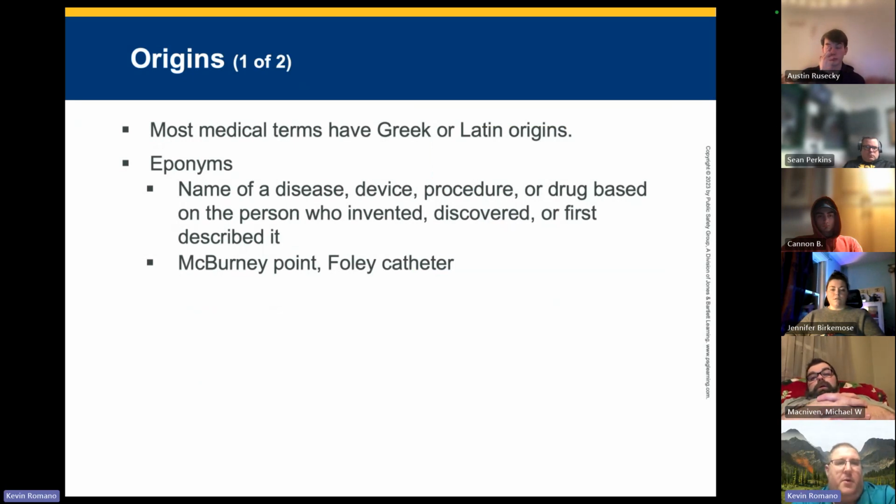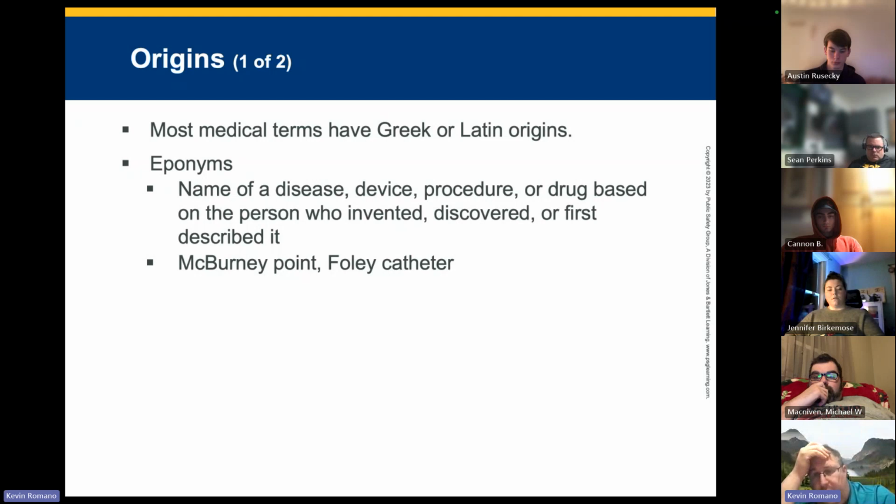So most medical terms have that Greek or Latin origin, which we just talked about. So eponyms: an eponym is the name of a disease or a device, procedure, or drug based on the person who invented, discovered, or first described it. Some examples would be like McBurney's point.